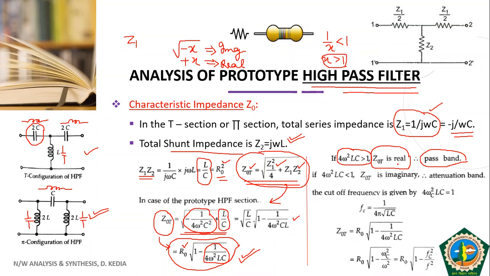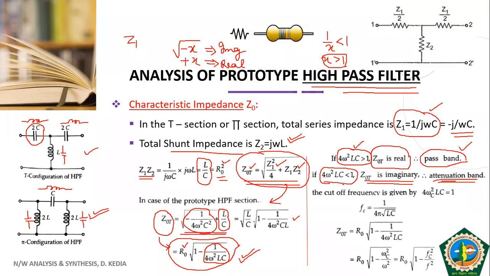So for Z naught to be real, that is your pass band, your 4 omega square LC should be greater than 1. For the attenuation band, or you can say stop band, your Z naught T should be imaginary, and it will be imaginary when this value is greater than 1. If it is greater than 1, then omega square LC will be less than 1. I hope you have followed that. So what do we have? For this value greater than 1, pass band. For this value less than 1, stop band or attenuation band.